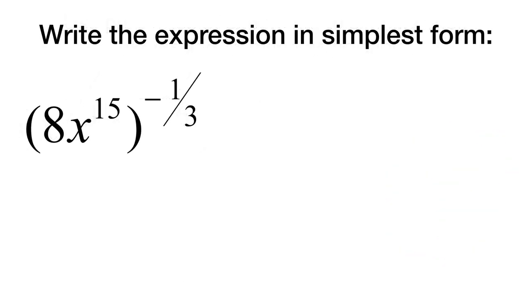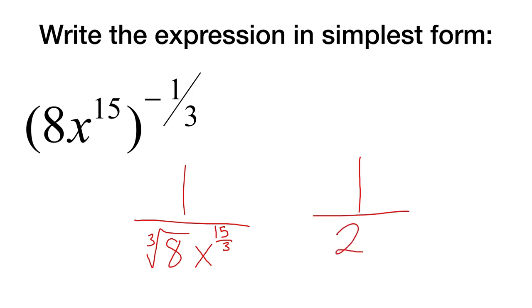Okay, let's try this one. In this case, what we're going to do is say 8 to the negative 1/3. So that really just means 1 over the cube root of 8. And then I'm just going to say x to the 15 over 3. So that becomes 1 over 2x to the 5th. And that's actually it. We're done.